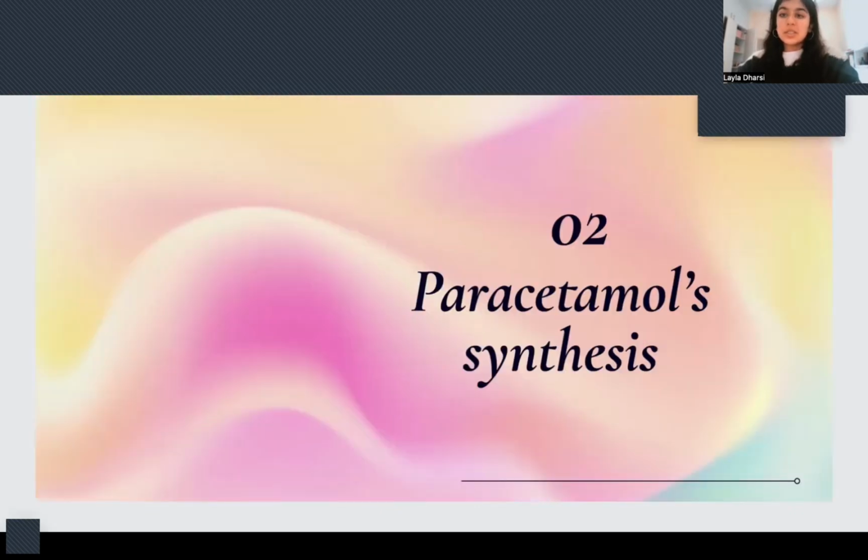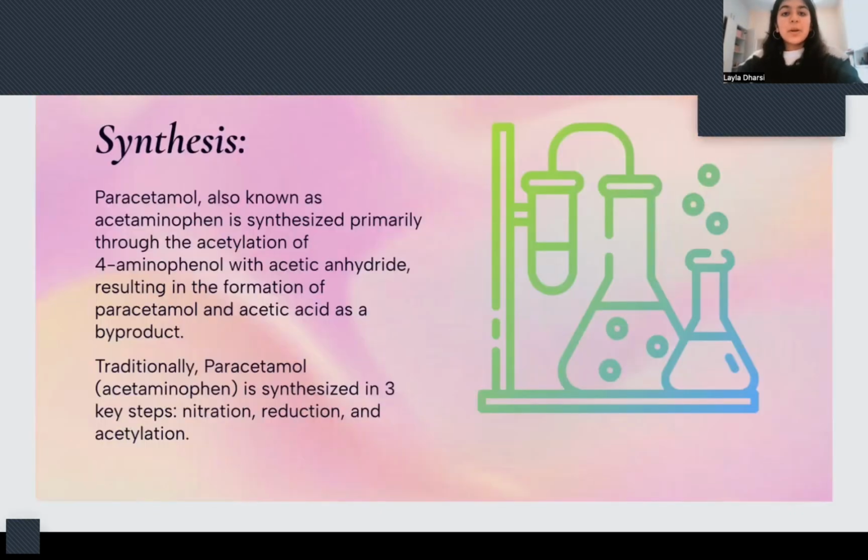Now onto its synthesis. So paracetamol is synthesized primarily through the acetylation of 4-aminophenol with acetic anhydride, resulting in the formation of paracetamol and acetic acid as a byproduct. And paracetamol is typically synthesized in 3 steps, with these being nitration, reduction, and acetylation.